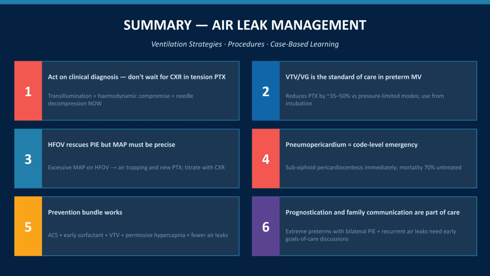Let's test your knowledge with a board-style multiple-choice question. The scenario describes a 600 grams infant with a "halo of air" and sudden cardiovascular collapse. The most appropriate immediate action is pericardiocentesis via a subxiphoid approach. A clinical pearl is that the CXR halo plus hemodynamic collapse mandates immediate pericardiocentesis without waiting for further imaging.